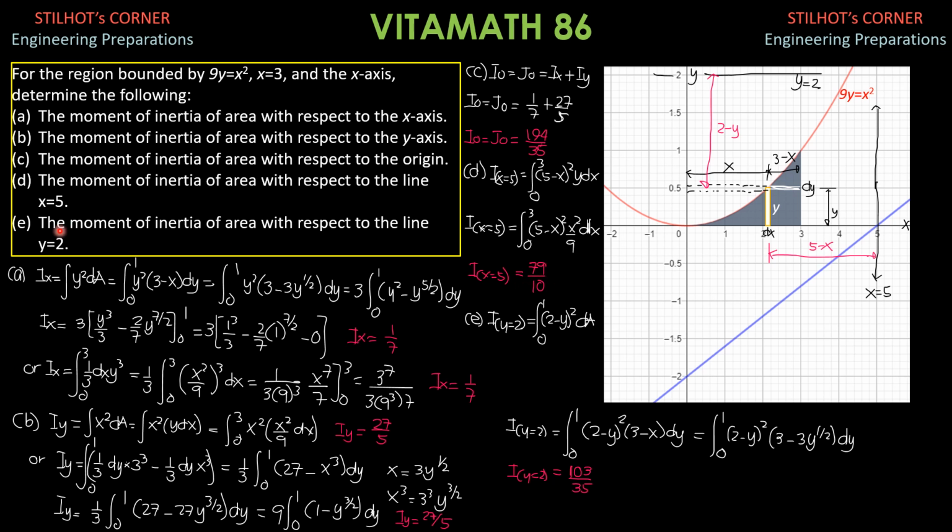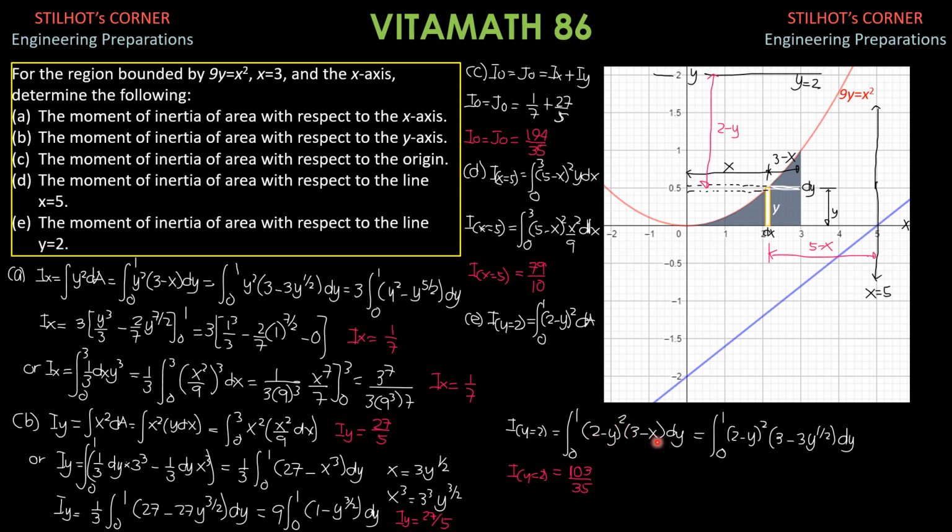Then finally, the moment of inertia of area with respect to the line y equals 2. So this time, let's consider a horizontal strip so that the strip is parallel to that line y equals 2. So since this is y and y equals 2 is 2 units above the x-axis, therefore the constant distance is 2 minus y. So I with respect to y equals 2 equals integral, y is the variable of integration this time, 0 to 1 limits. Then constant distance 2 minus y, quantity squared dA. dA is 3 minus x dy. So integral 0 to 1, 2 minus y quantity squared, 3 minus x dy.